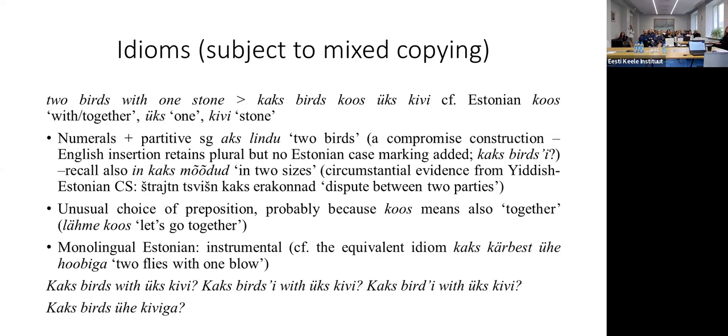It's an unusual choice of preposition because koos means not only "with", but "together". Monolingual Estonian would use the instrumental case. You can compare it with the Estonian idiom "kaks kärbest ühe hoobiga", like "two flies with one blow", which means more or less the same. So what should it be? "Kaks birds ühe kiviga".